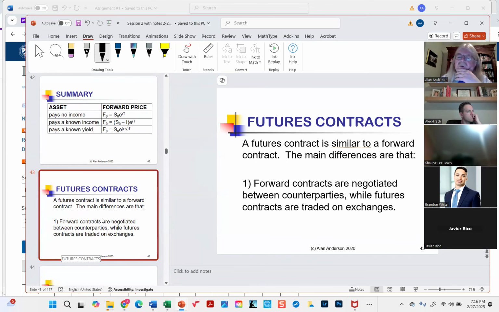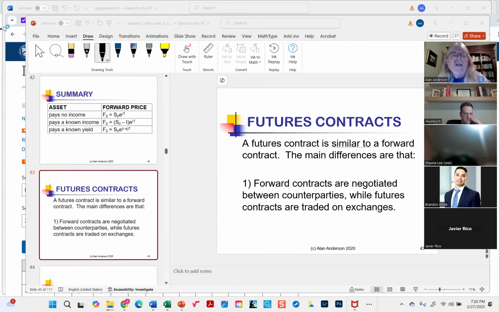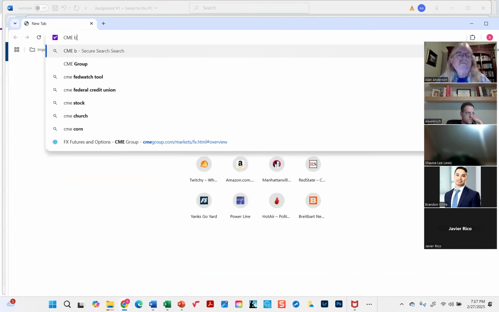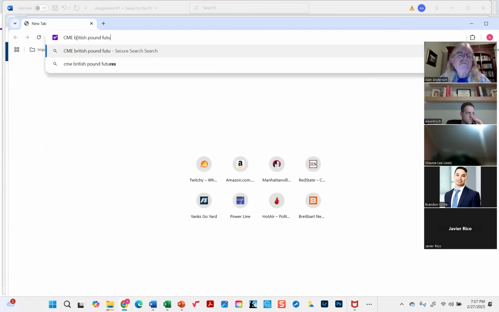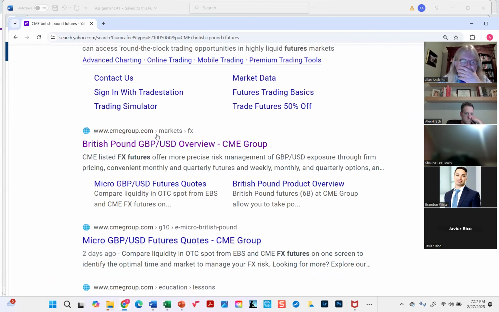So the futures contracts, as we recall from last time, are standardized. Forward contracts are traded in the over-the-counter market, meaning directly between counterparties. Futures contracts are traded on exchanges like the CME. All right, our old friend, the CME. And let's see if we can find a contract on the British pound. Let's see. Here it is.